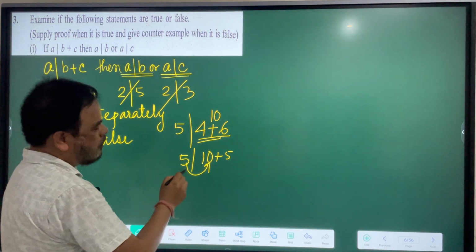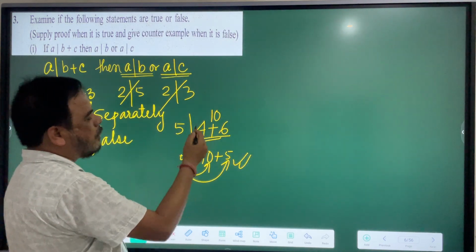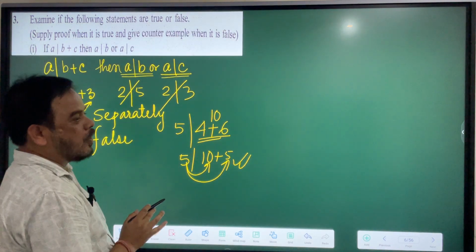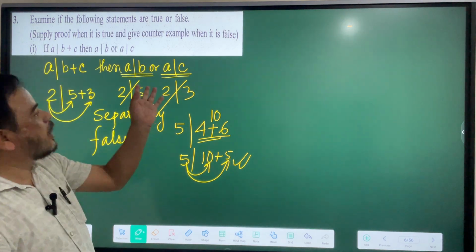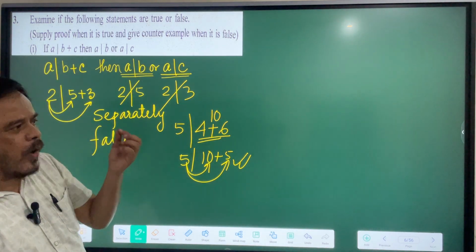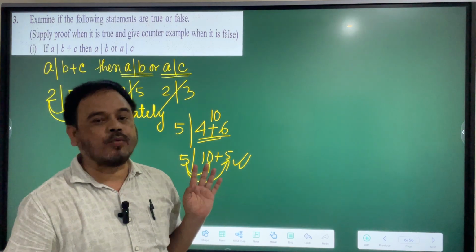5 divides 10, 5 divides 5. It is okay. But somewhere it is wrong. So if it is always true, then only you can say true. Only in one case if it is false, so it is false.